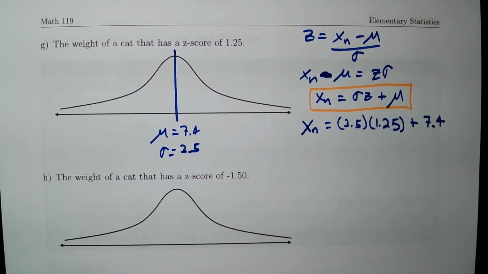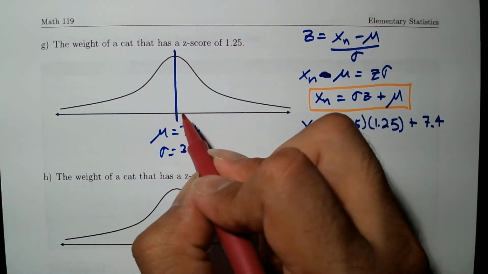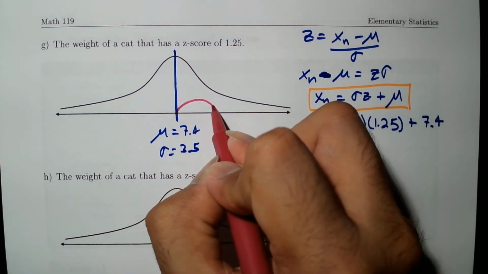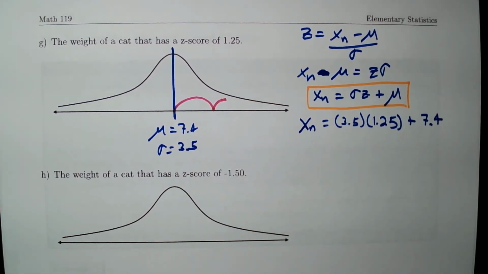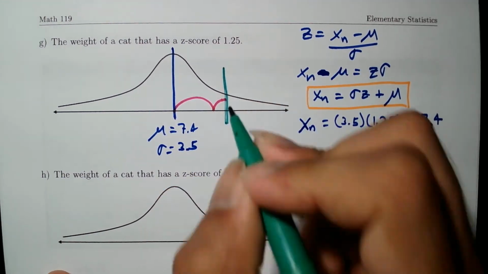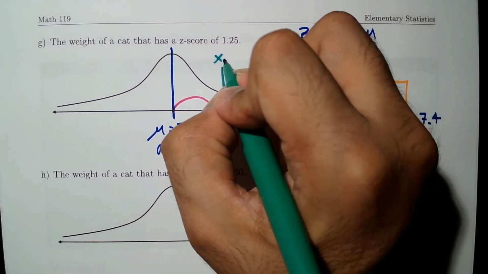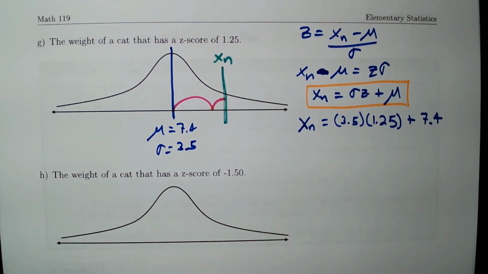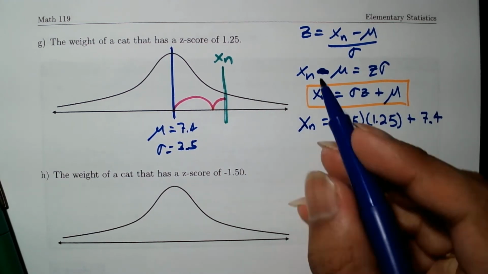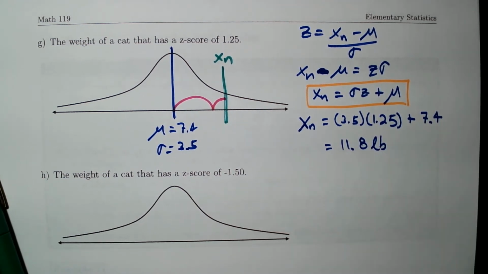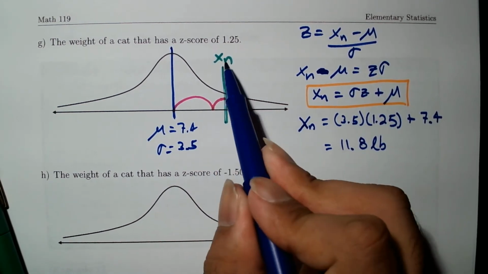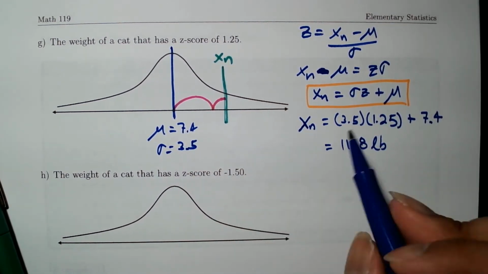Okay, so in other words, this is what it means. We are going to go 1 standard deviation and a quarter of it. So the cat that has that z-score will be x_n. Let's find out. If we use a calculator here, we should get 11.8 pounds. I mean, there's no 11.8 pounds in our data set, but if we were exact and get the z-score that is 1.25, well, that'll be the cat.